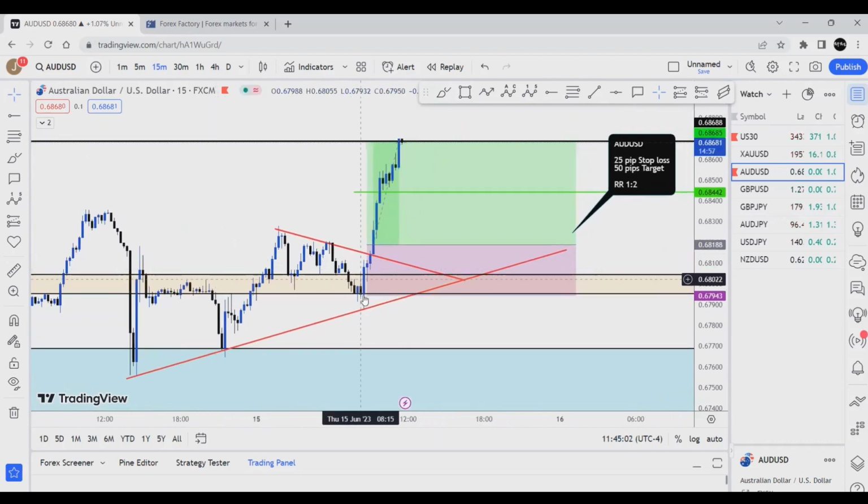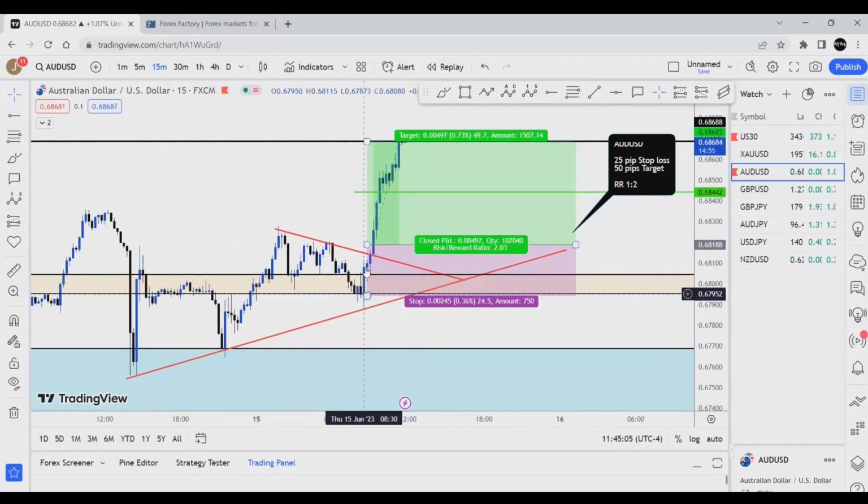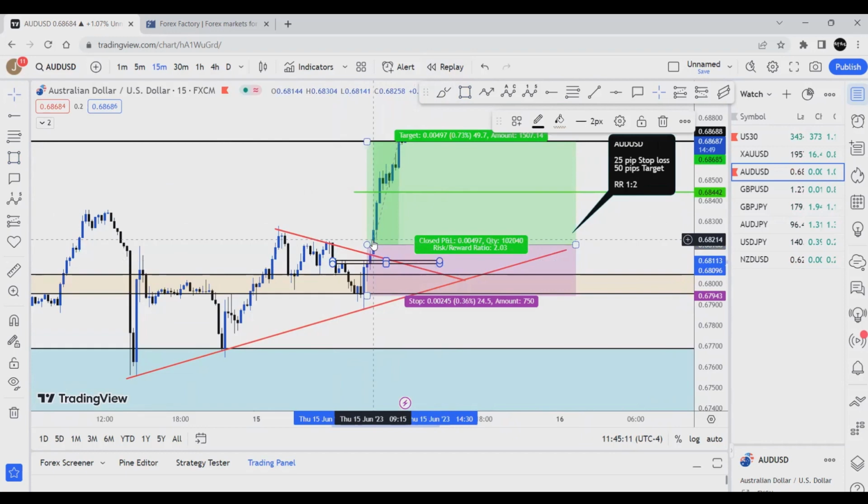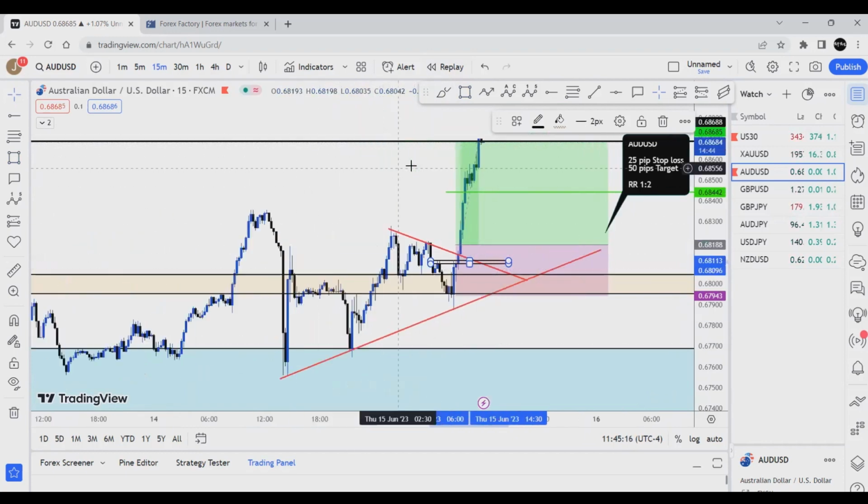So once we got that breakout, it was pretty simple. The strategy gave us the stop loss entry, and we just waited for the candlestick to close right here. And once that happened, the rest was history. The trade is to the next area of resistance.